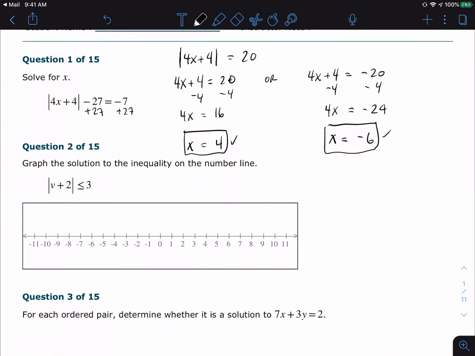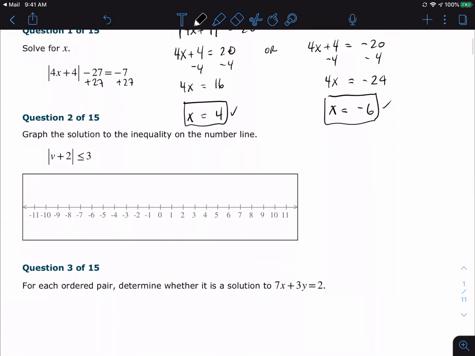Okay. With this next problem, again dealing with absolute value, we're going to have two options. So when we get rid of the absolute value, we're going to have v plus 2 is less than or equal to 3, or v plus 2, flip the inequality and make it the opposite sign, so it becomes greater than or equal to negative 3. So when I subtract 2, I'm going to get v is less than or equal to 1. When I subtract 2 here, I'm going to get v is greater than or equal to negative 5.